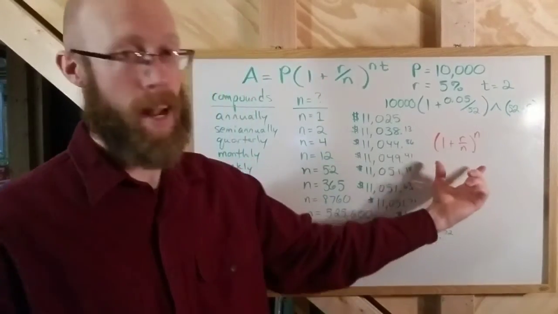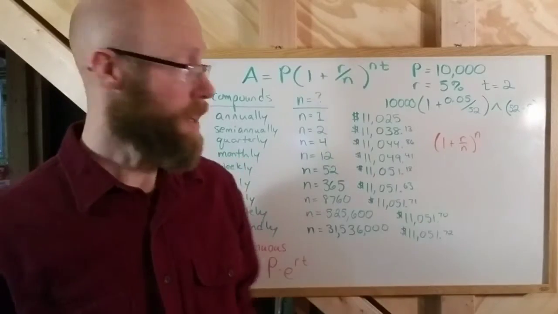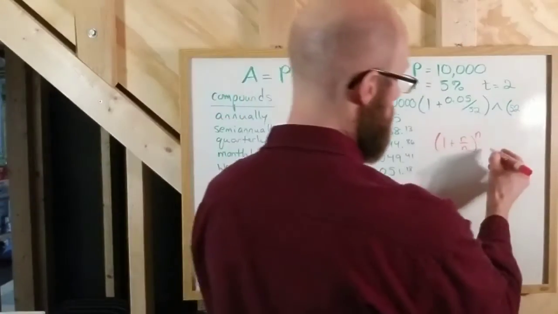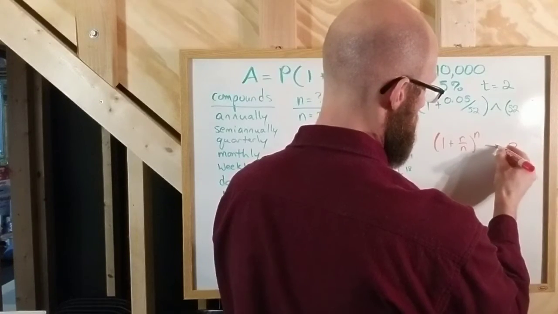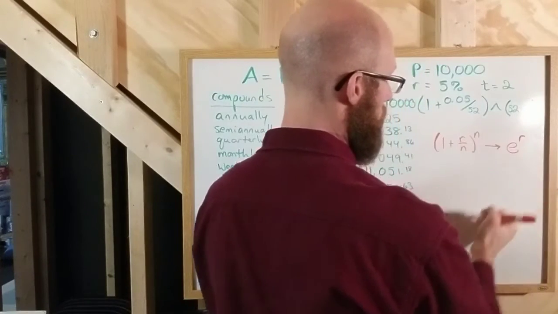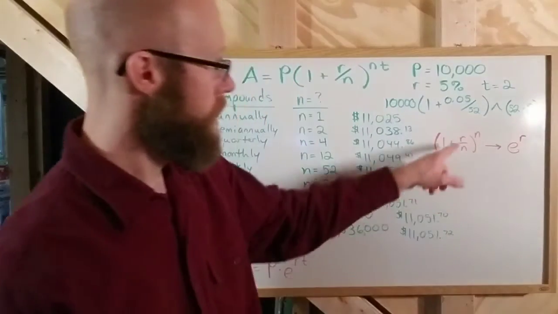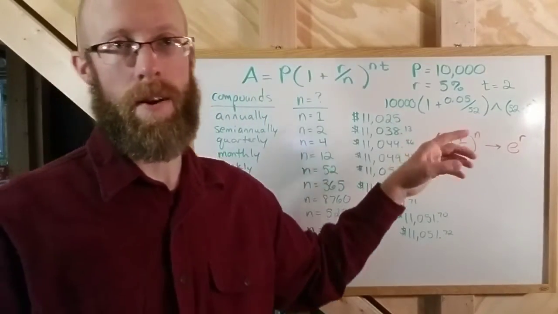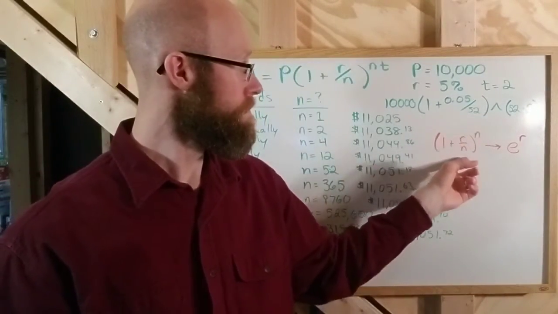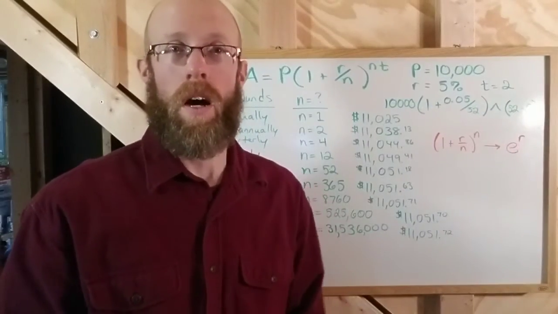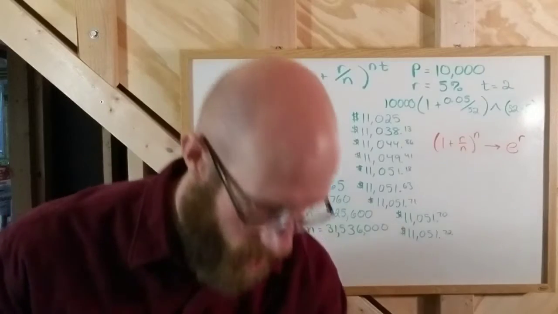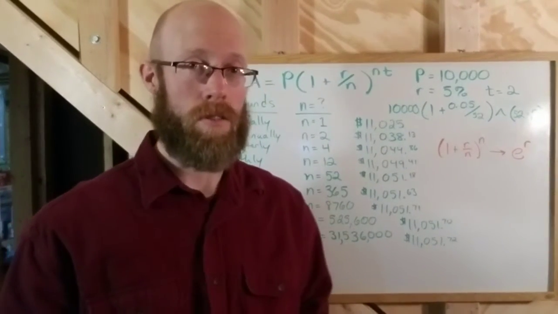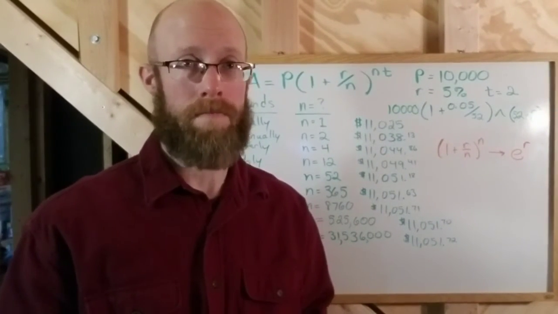Well, this thing has an asymptote as well, and its asymptote is this number e. Actually, it's e to the r. Technically, if that r is a 1 there, then you just get e. And so that e, that base of e, is a number. It's an irrational number, kind of like the number pi.